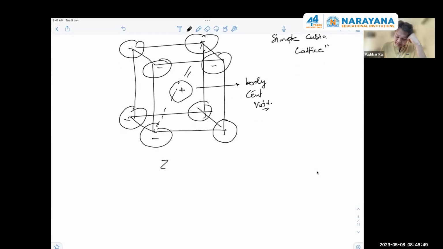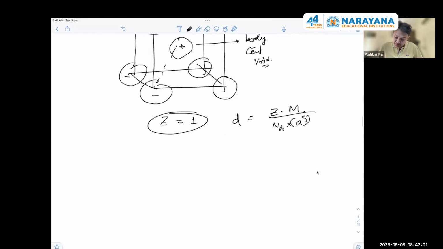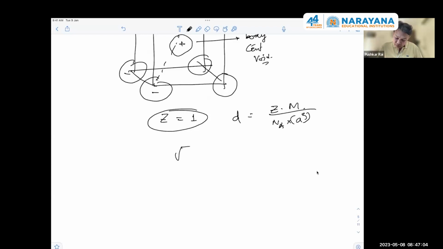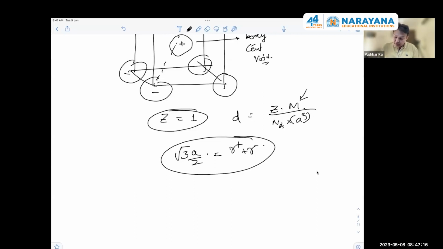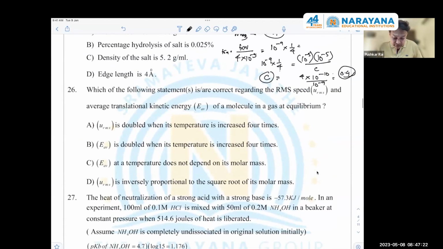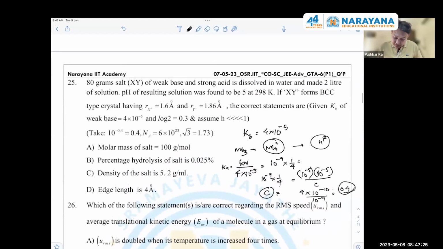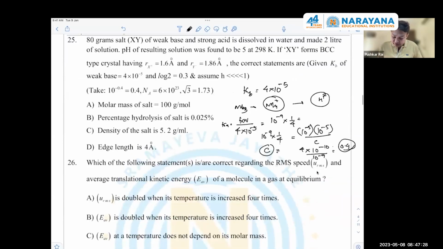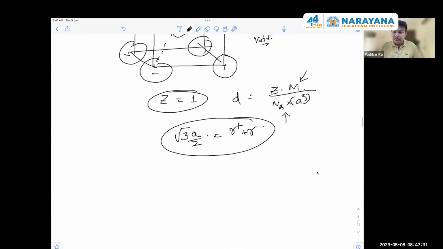So in this case, Z is equal to 1, the number of formula units per unit cell. So density D will be equal to Z into M upon Na. And regarding this A cube, you have to just think about where they are touching, along the body diagonal. So root 3A by 2 is equal to R plus plus R minus. So basically you have to use this formula to get the value of density. Now the molecular mass you will get from the solution calculation. Na you already know, and I hope that Rx and Ry are given. Clear? So you can calculate density then. Done? Should I move ahead?